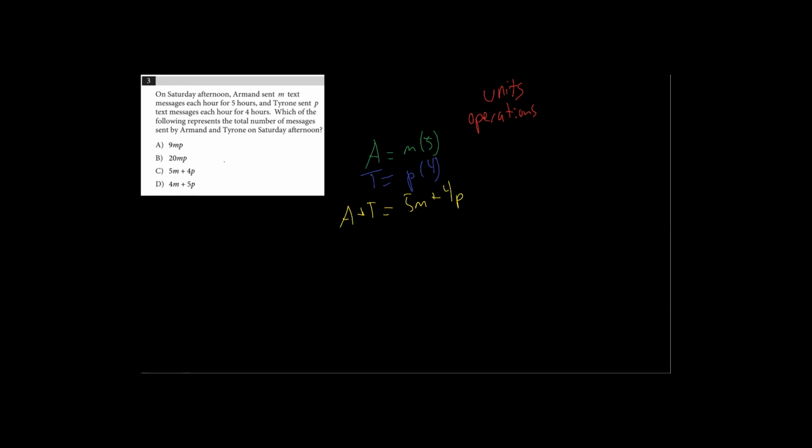So before I go ahead and just pick the answer, let's check our units to make sure everything is okay. So this is messages, and this is 5 times messages. So again, it's messages, plus 4 times messages, which is just messages again. So when I do this, I see right away that messages equals messages plus messages. I see that all my units line up, so I know I did everything correctly.